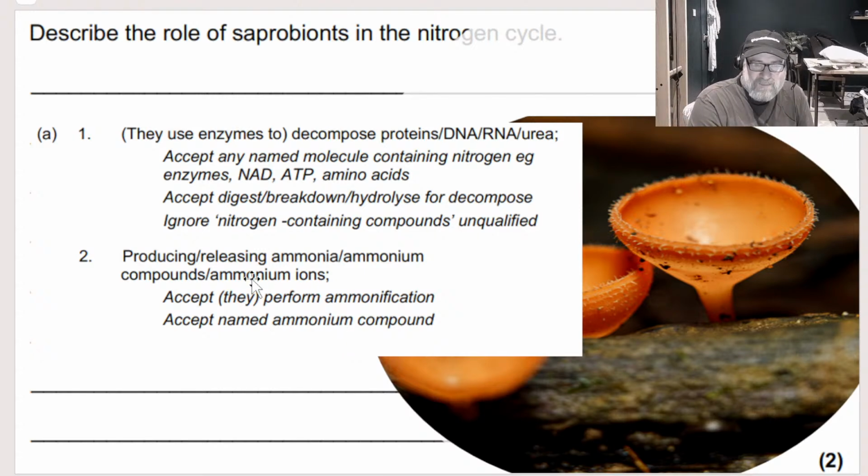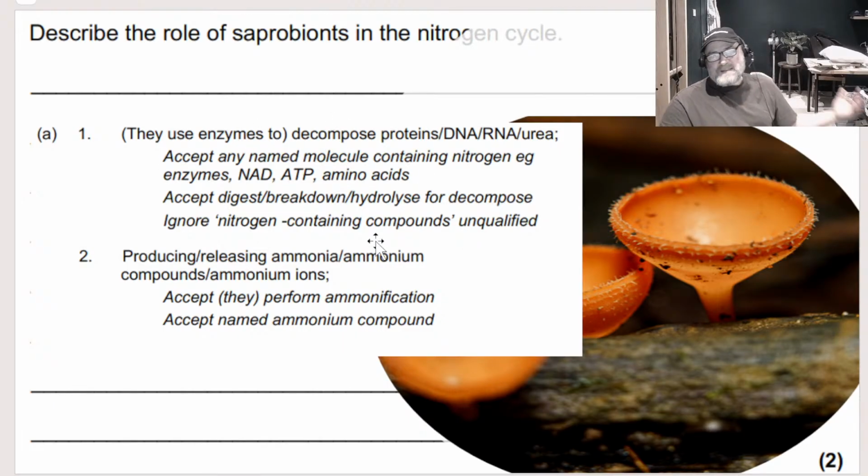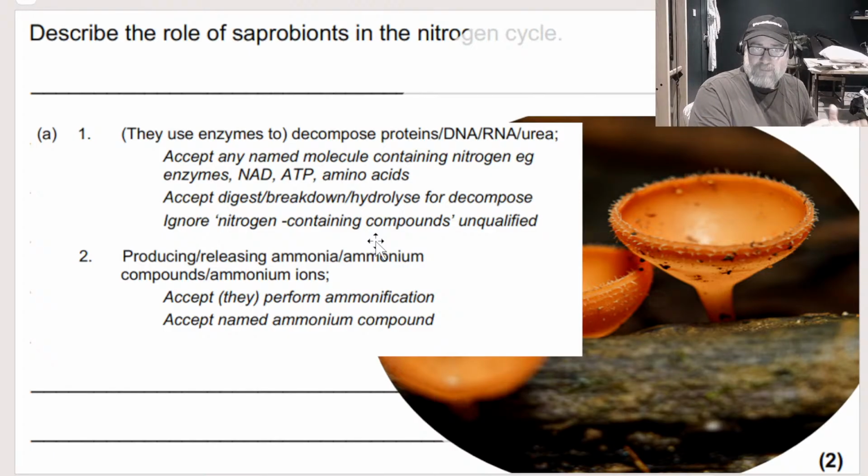Yeah, producing, releasing ammonium. So essentially, these guys do decay, decomposition, and they break down organic molecules into ammonia. What they're getting you to do is acknowledge that those organic molecules break down. Why can't you break down starch? Say I'm a dead plant. Why can't starch be turned into ammonia? Why can't lipids be turned into ammonia?